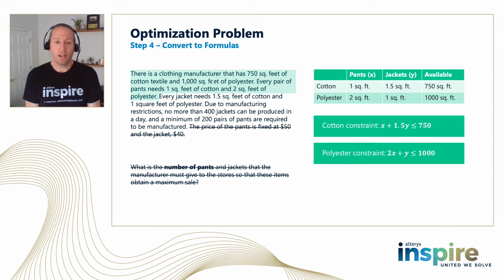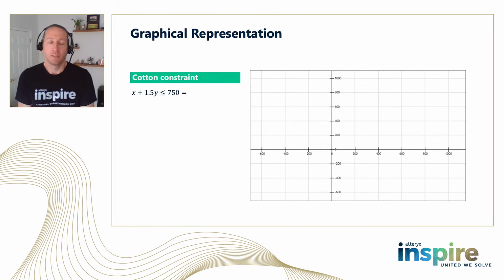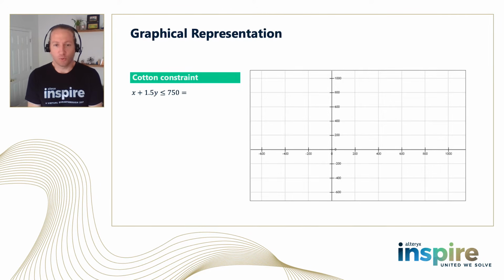All right, so now we have our formulas for the cotton constraint and for the polyester constraint. Let's graph these. Let's take those constraints and put them on the graph that we see on the right-hand side. So who here remembers the equation for the slope of a line?